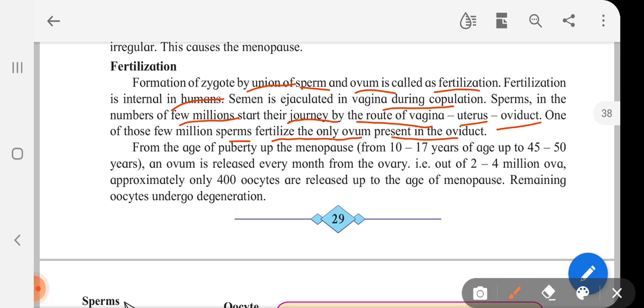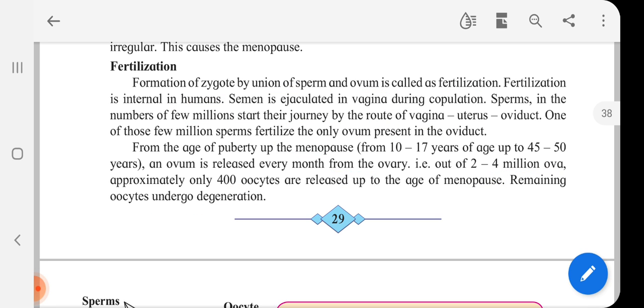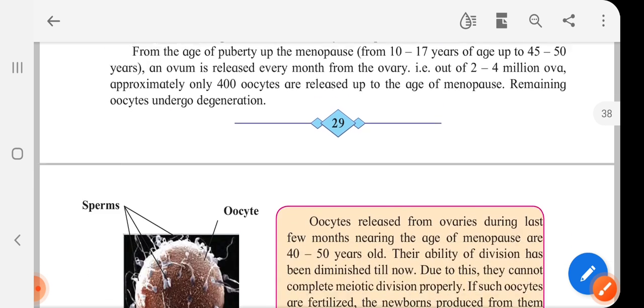From the age of puberty, 10 to 17 years of age, up to menopause at 45 to 50 years, an ovum is released every month from the ovary. There are 2 to 4 million ova, but approximately only 400 oocytes are released up to the age of menopause. The remaining oocytes undergo degeneration. Okay, so this is how fertilization occurs.